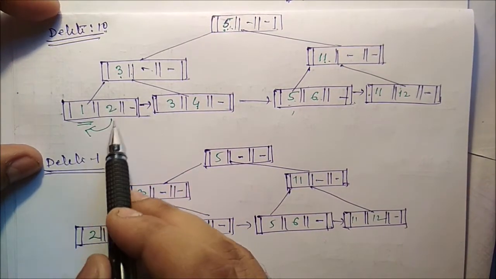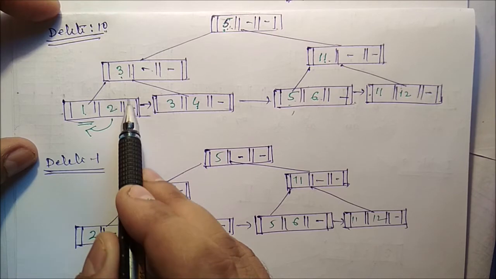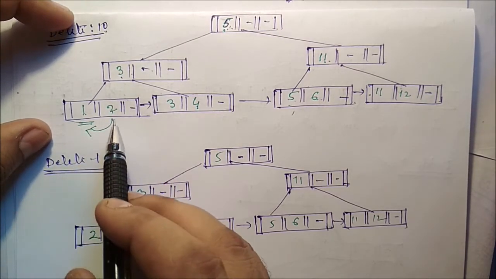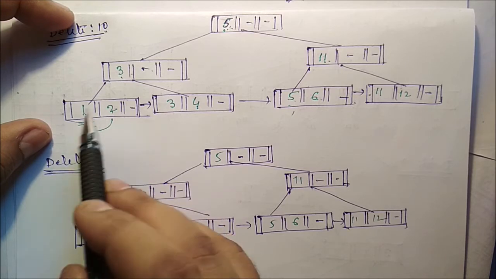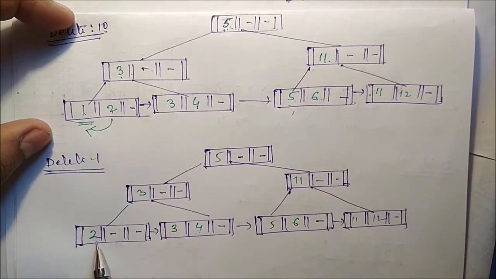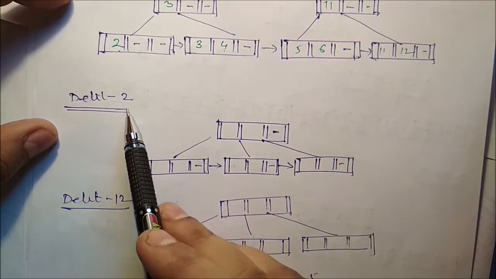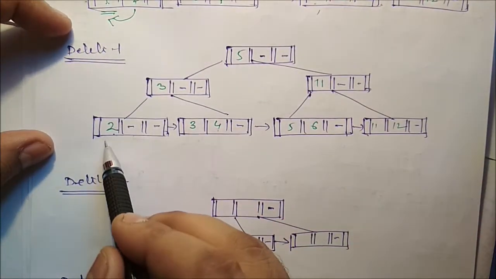So if you want to delete 1 from this particular node, you have to shift 2 here, because it is not violating anything, because the number of keys should be at least 1, so it is 1, it is there. Next is what? We want to delete 2.